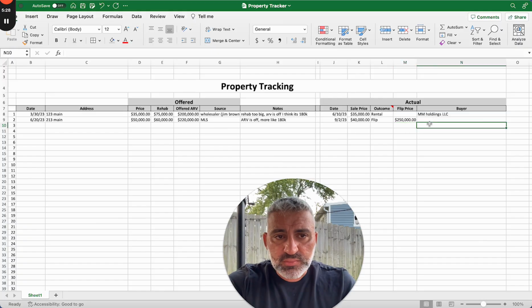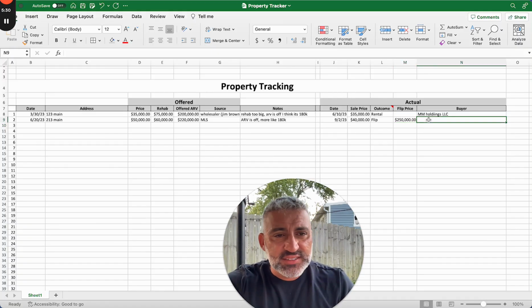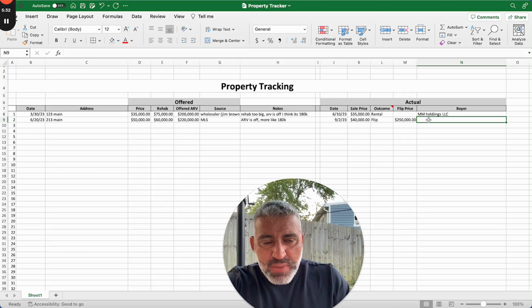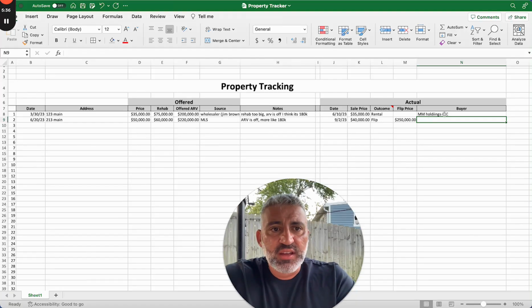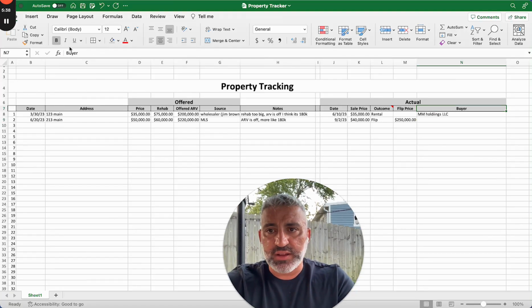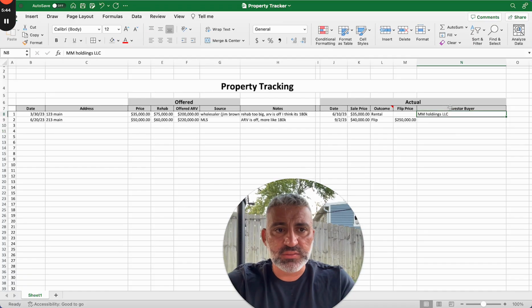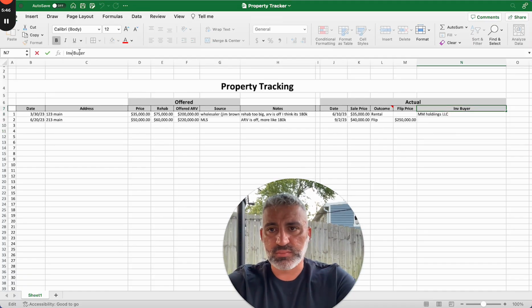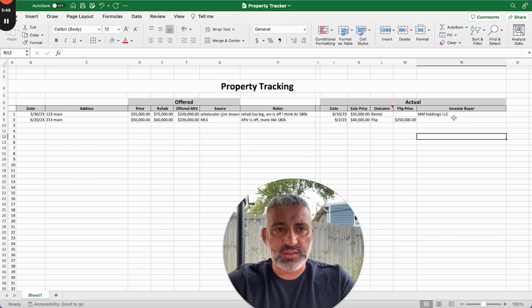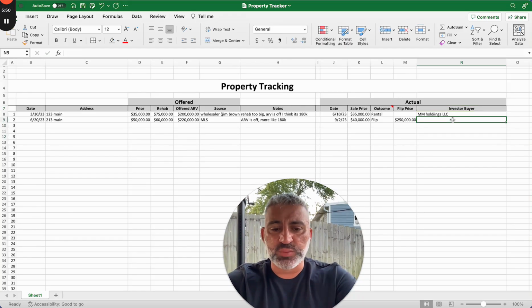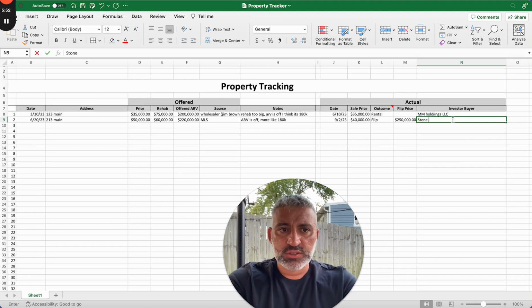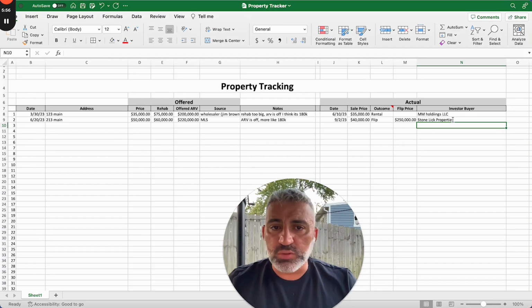Holy smokes, they sold this thing for $250,000. And in this instance, I'm not worried about the end buyer. This right here under buyer is never the end buyer. This is the investor buyer. I'm going to write investor. The investor buyer, and this one is Stone Lick Properties. And I'm going to go reverse prospect.